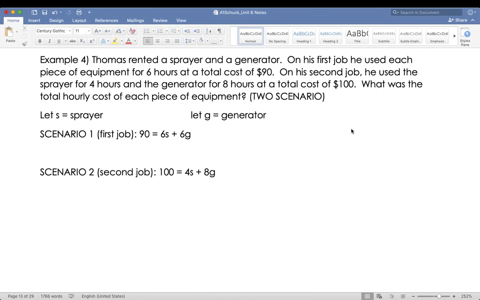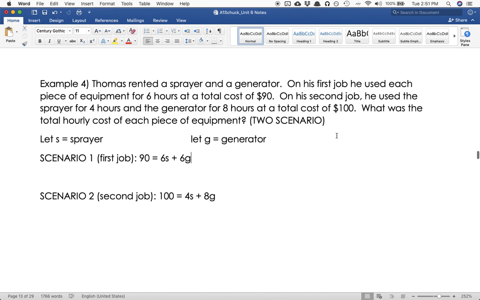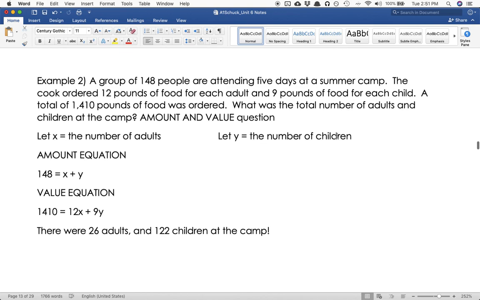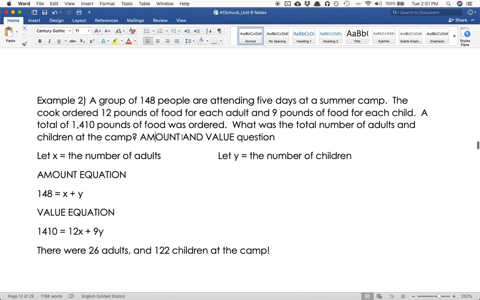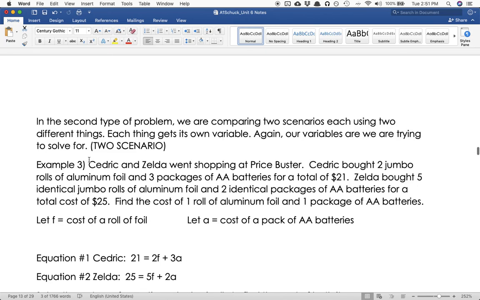So those were our two different types of systems of equations word problems. You have your amount and value type of question, and you have your two scenario type of question.